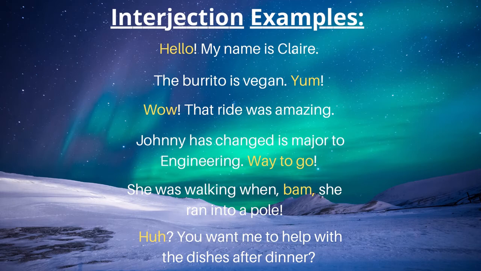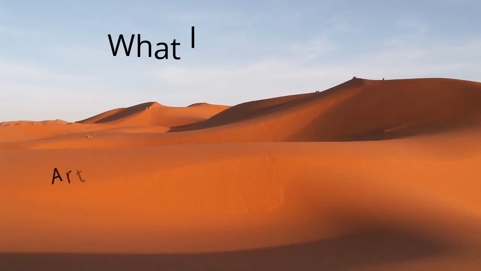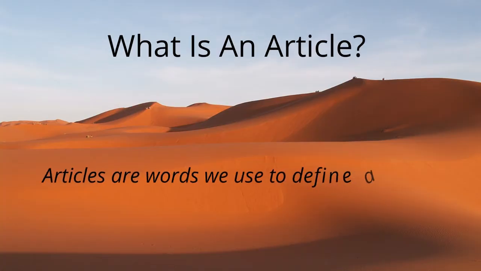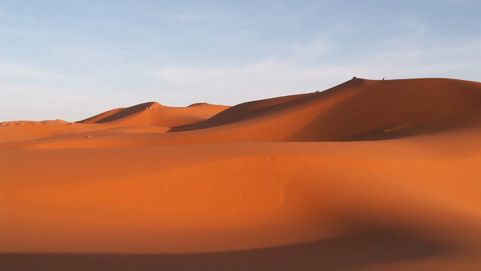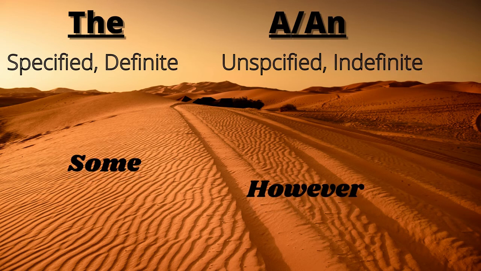The last of the remaining 8 parts of speech in English are articles. Articles are words we can use to define a word as being either specific or unspecified. Let me explain. English has only 2 articles, the and a, an. We will use the when we want to relate to a specific or a particular noun. The is referred to as a definite article.